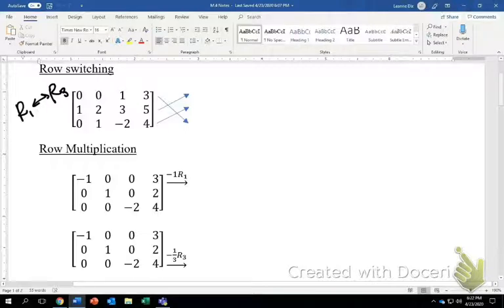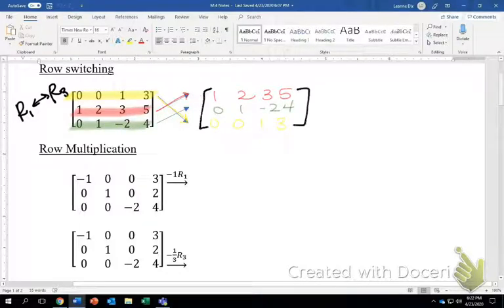So in this particular case, I have my top row, and it tells me to move it to the very bottom. And so I would write 0, 0, 1, 3 at the bottom. The second row is telling me to go to the very top, so I will write that at the top. And then finally, my last row tells me to go into the middle now. And so this becomes my matrix.